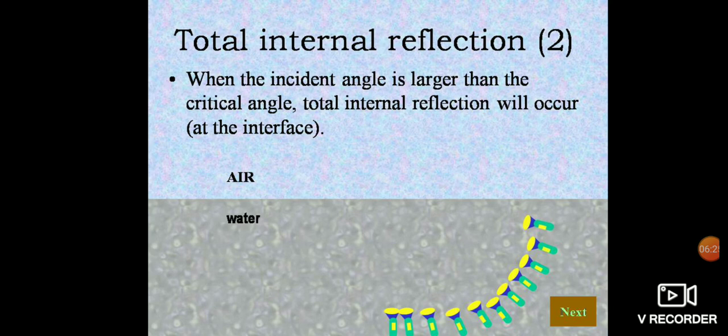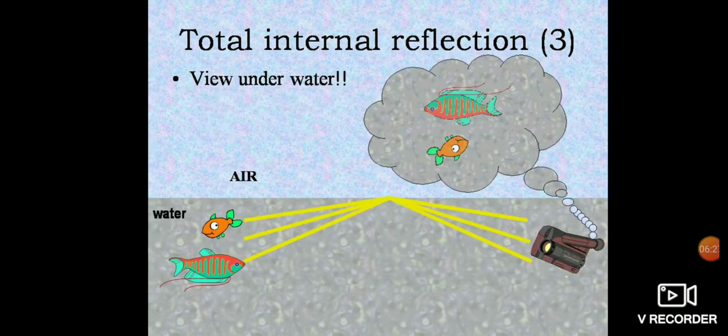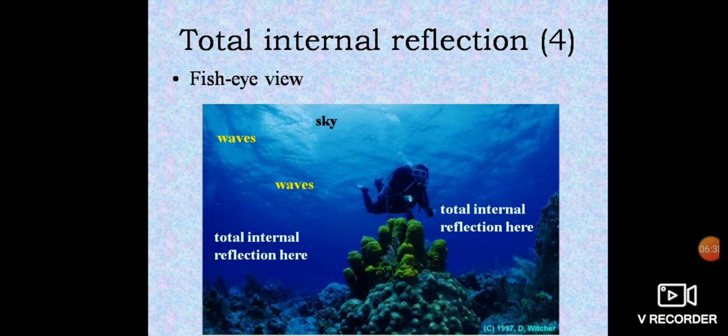Let us say this is air, this is water, and this shows the view under water. What happens? Total internal reflection occurs in this way. Fish eye view: if you see the fish eye view, waves, total internal reflection here, total internal reflection here again.